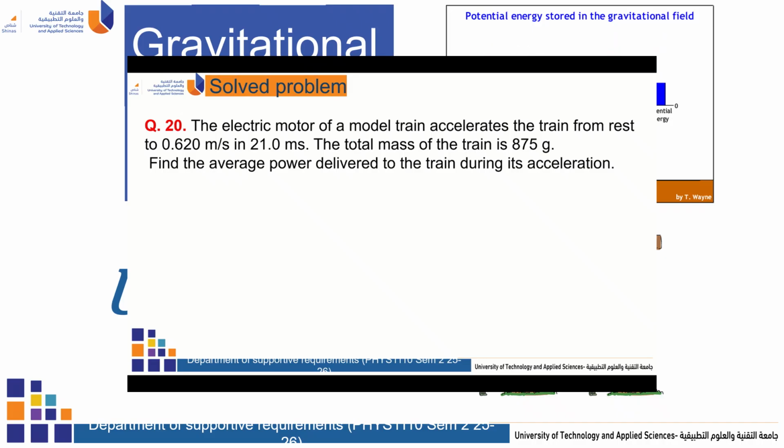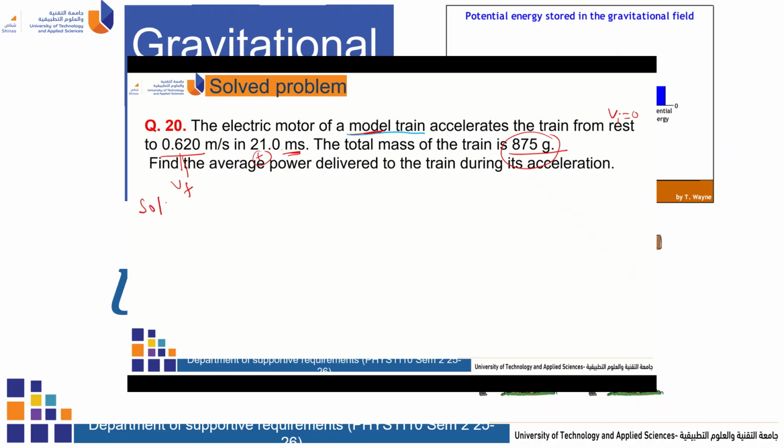The electric motor of the model train. The model train means a toy train, a very small train. The motor accelerates the train from rest, so the velocity is 0, to 0.62 meters per second in this time. So this is the value of the final velocity, and this is the value of the time, 21 milliseconds, and the total mass of the train is 875 grams. This is very small. It is a toy train.